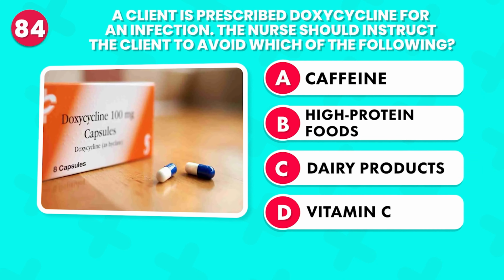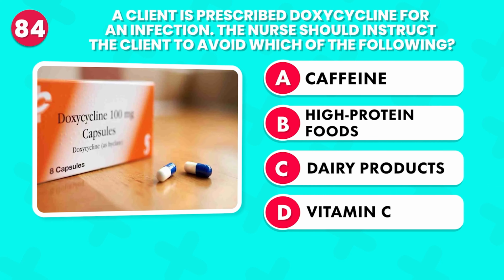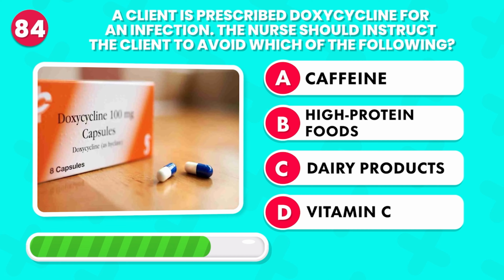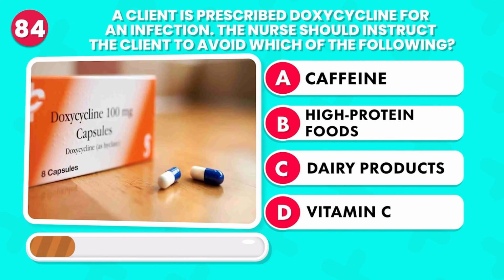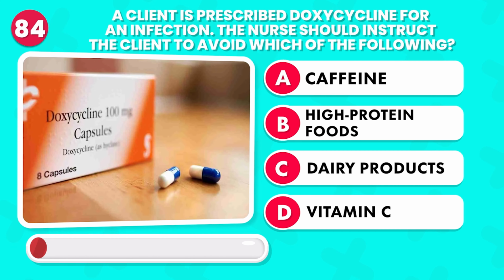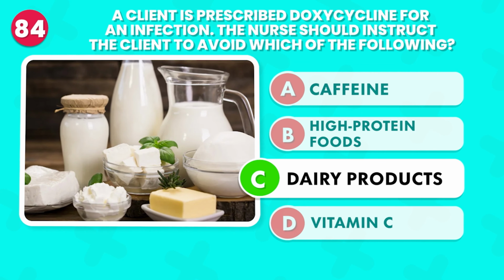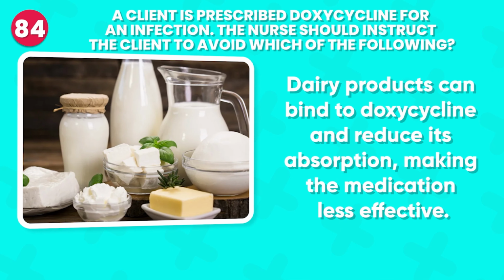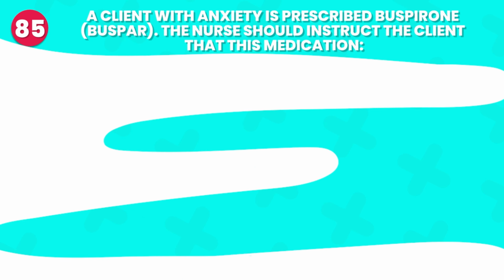A client is prescribed doxycycline for an infection. The nurse should instruct the client to avoid which of the following? A. Caffeine. B. High-protein foods. C. Dairy products. D. Vitamin C. It's C. Dairy products. Dairy products can bind to doxycycline and reduce its absorption, making the medication less effective.